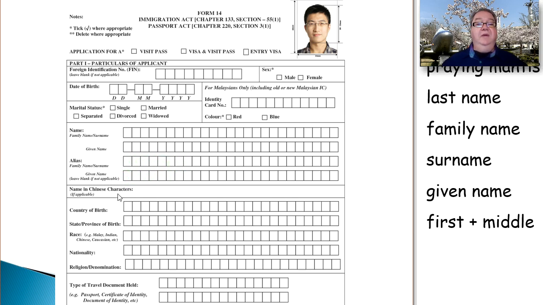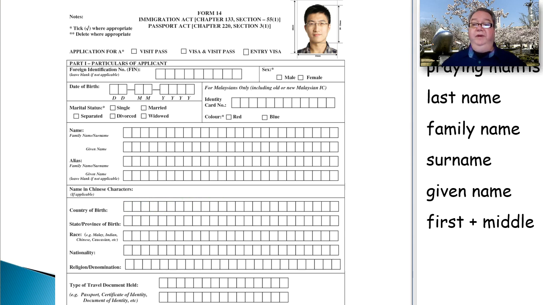All right? Your name in Chinese characters, if applicable. For example, I don't have any idea what my name would be in Chinese characters. I don't write my name in Chinese characters, but if you do, if you are Chinese, or I know a lot of Koreans know how to write their name in Chinese characters, you can go ahead and write that there. Okay. Country of birth. Write your country here, one letter in each box.